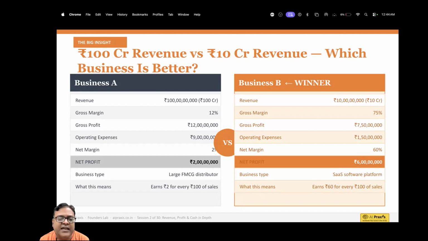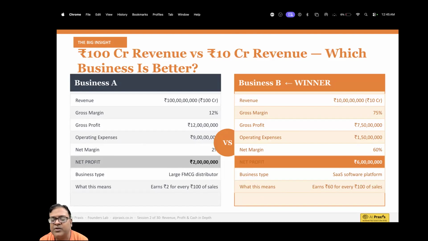For business A, if the revenue is 100 crores, let's say the gross margin is 12%. So 12% of the 100 crore, if you take, you're going to get 12 crore, right? Very simple. And operating expenses, 9 crore rupees. So net margin is 2%, which is 2 crores.